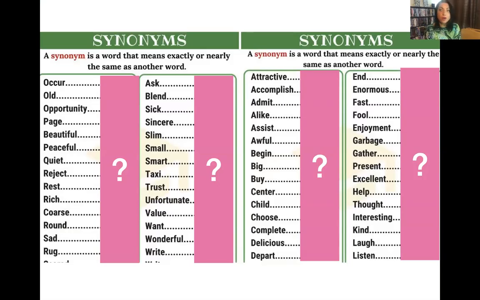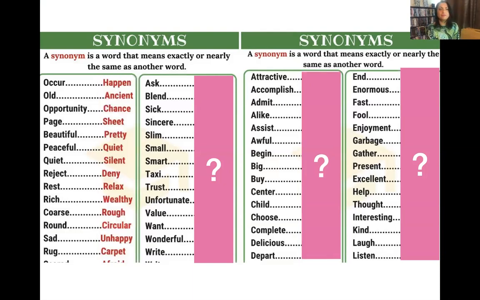So your homework was to choose 12 words, 3 from each section, and give me a synonym. So let's go over what these words are synonymous with. Did you choose any of these words? Occur. It happened. It occurred.